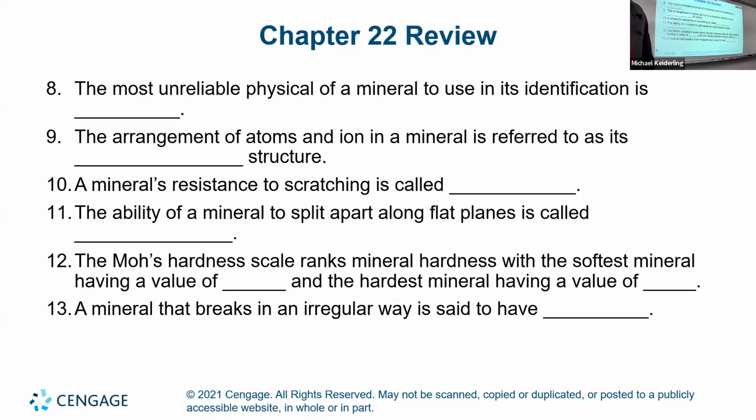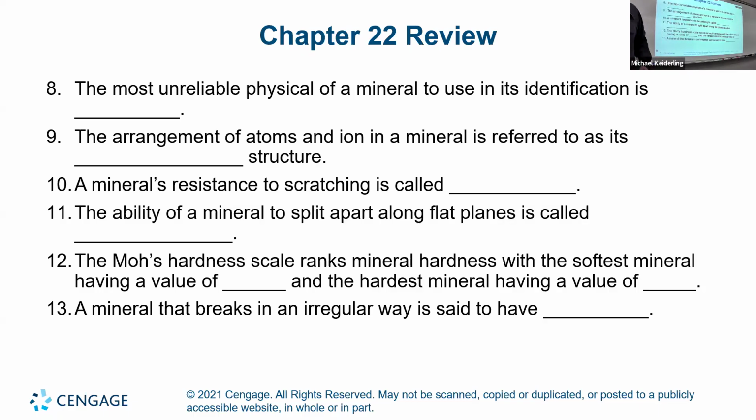The most unreliable physical property of a mineral to use in its identification is its color, because colors are easily changed by very small quantities of impurities. So the same mineral can have many different colors. And the arrangement of atoms and ions in a mineral is referred to as its crystal structure. A mineral's resistance to scratching is called its hardness. The ability of a mineral to split along flat planes is called cleavage.